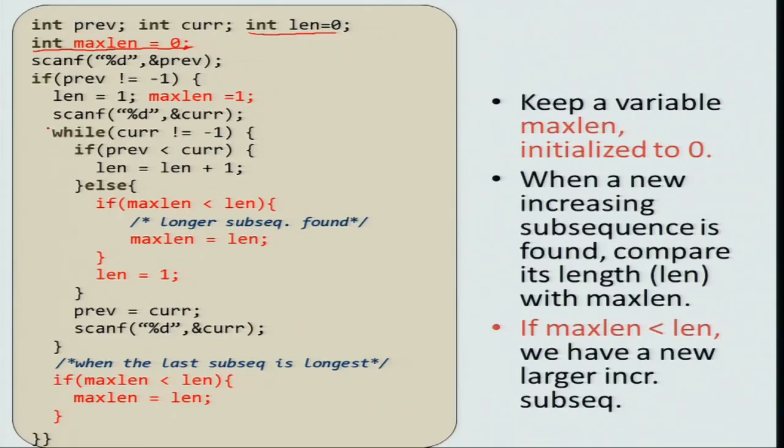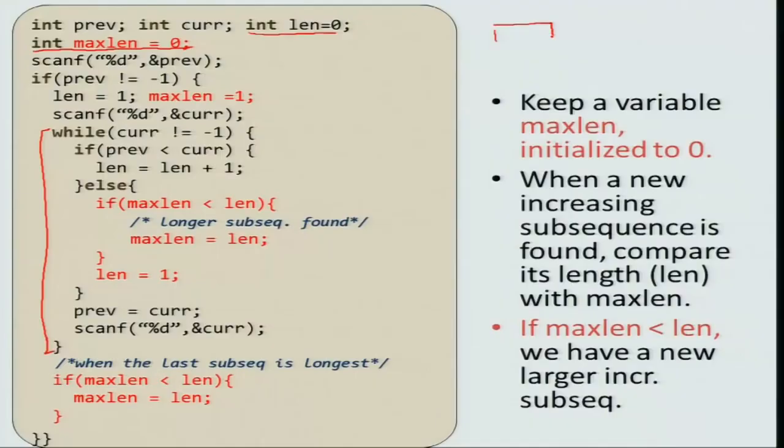So, here is the main body of the loop, and what we need to do is the following. If the currently read number is greater than the previous number, we extend the sequence. So, this logic is the same as before. Otherwise, which means that the current number is less than or equal to the previous, we are starting a new sequence.